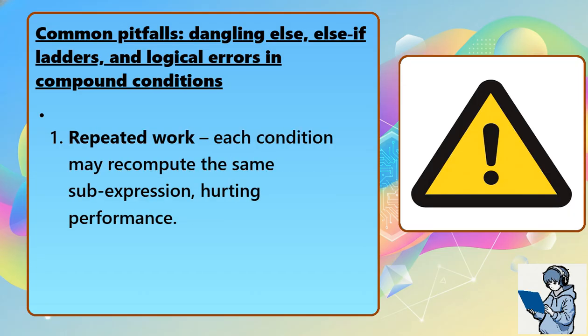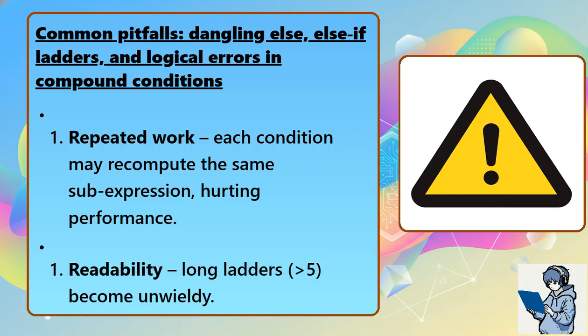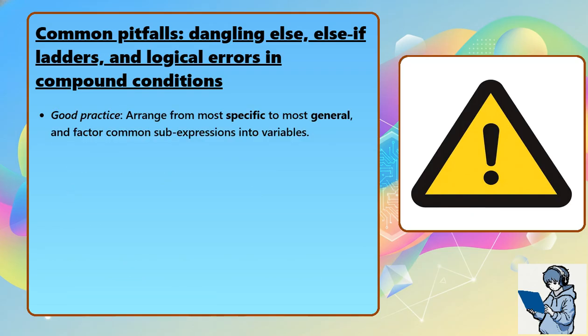Second pitfall: repeated work. Each condition may recompute the same sub-expression, hurting performance. Third pitfall: readability. Long ladders greater than 5 become unwieldy. Good practice: arrange from most specific to most general, and factor common sub-expressions into variables.